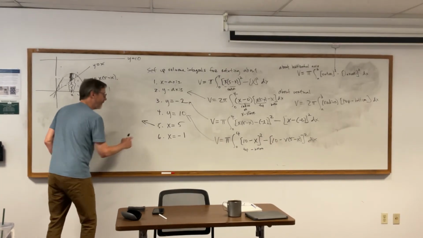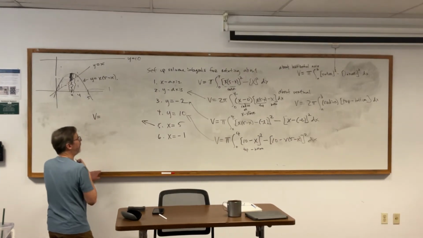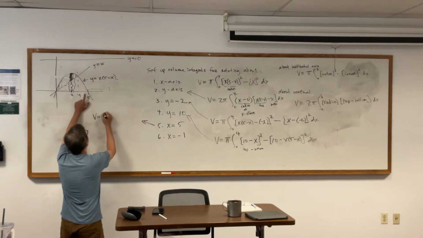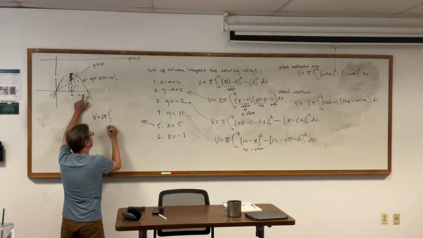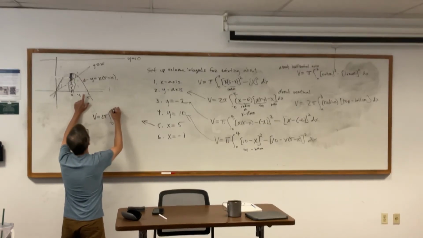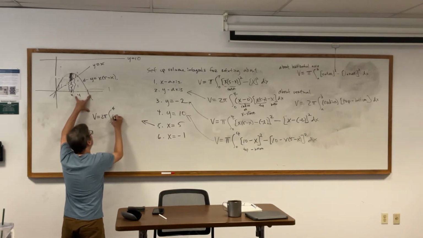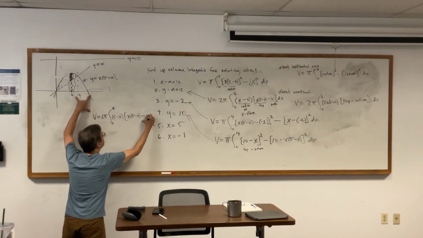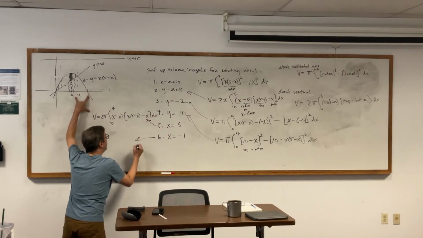Let's see, so then this one's going to be, the answers are right here. The key thing is understanding the answers. So x is 5, we're going to go 2 pi, integral 0 to 4, the radius is 5 minus x, and then top minus bottom. This one, and then number 6.